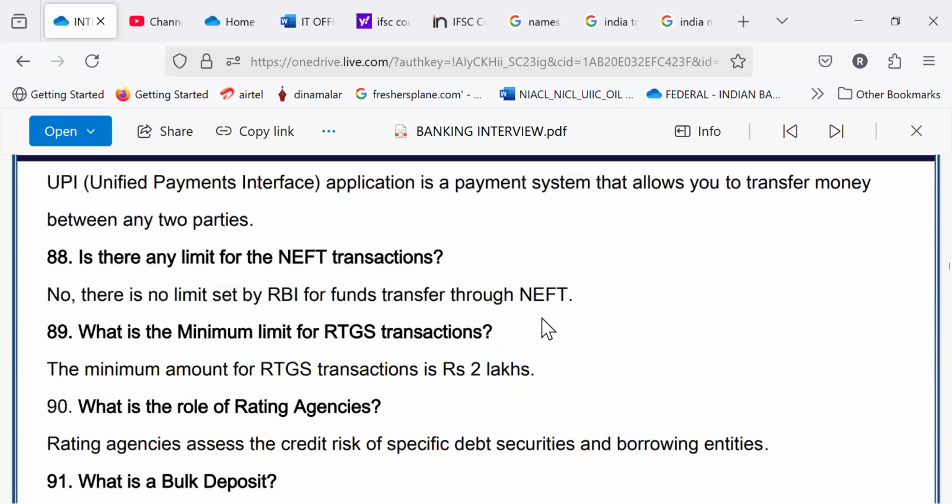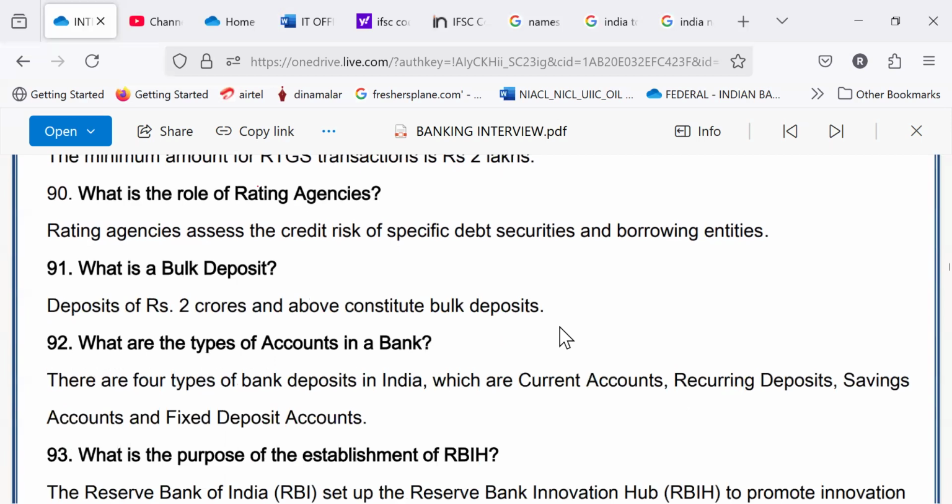What is UPI? Read. UPI application is a payment system that allows you to transfer money between any two parties. Continue. Is there any limit for the NEFT transaction? No, there is no limit set by RBI for fund transfer through NEFT. What is minimum limit for RTGS transaction? Minimum amount for RTGS transaction is 2 lakh rupees. What is the role of rating agencies?